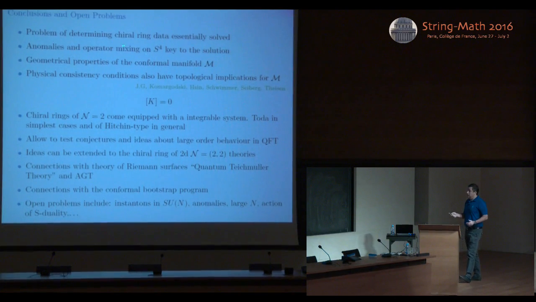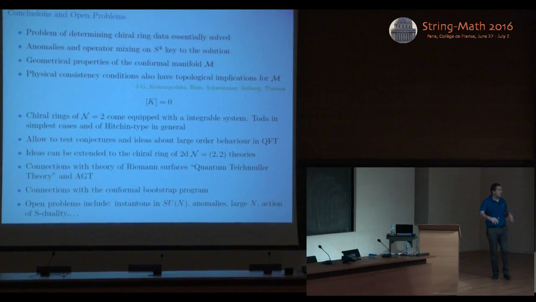So not only can you use these kinds of arguments to extract geometrical information about the conformal manifold, you can use physical consistency conditions to make educated guesses about the topological properties of the conformal manifold. Essentially, consistency of the anomaly implies that the Kähler class on the conformal manifold should be trivial. That follows from demanding that the anomalies you defined somewhere in the conformal manifold are consistent and do not lead to physical pathologies.